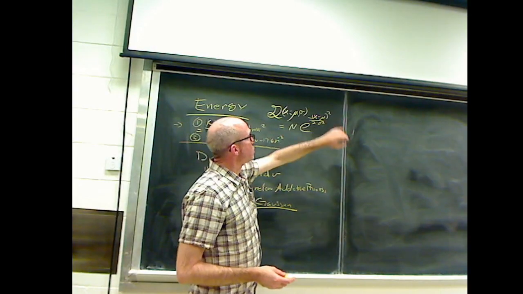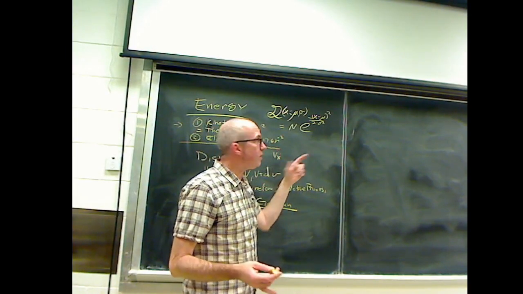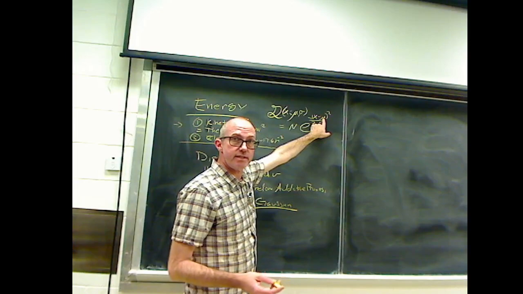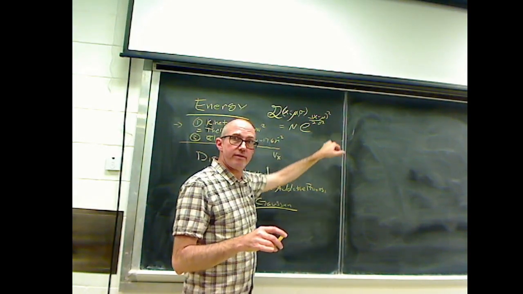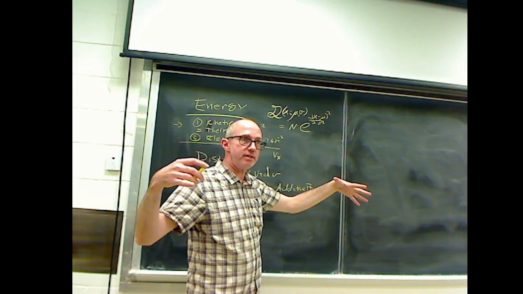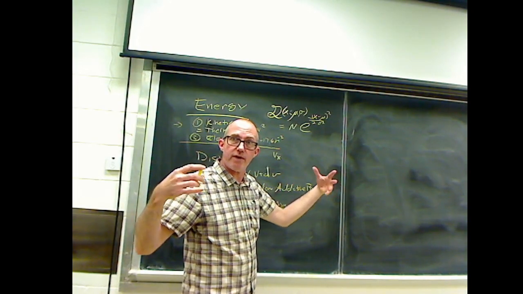It looks like e to the minus x squared with two caveats. One, we're going to shift x by some distance. All that does is move it left to right. And the other is we have some width, sigma. That's how wide the Gaussian is. So that's the variance of the distribution.